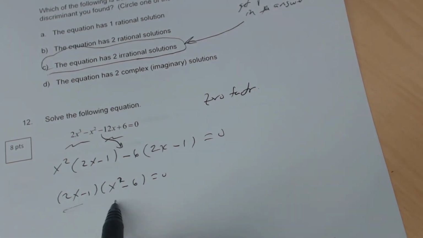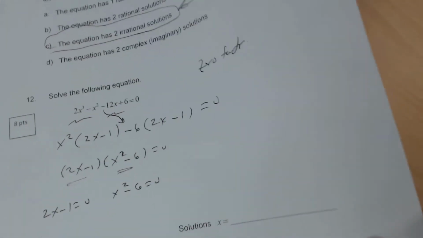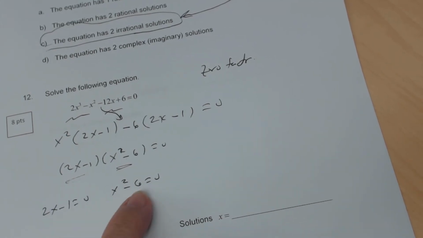All right, so that means I'm going to take each of these factors and set it equal to 0. So 2x minus 1 equals 0, and then x squared minus 6 equals 0. And then all you do is solve each equation. Now notice this is linear and this is quadratic. Now this is an easy quadratic because there's no x term.